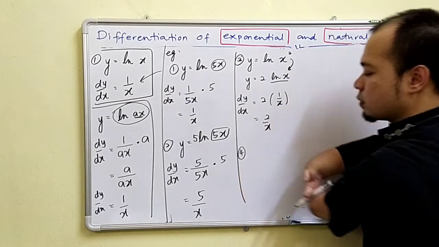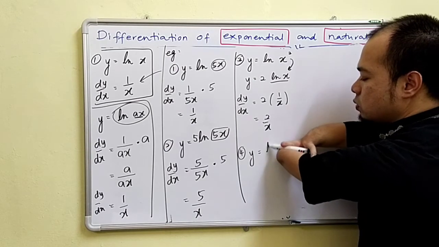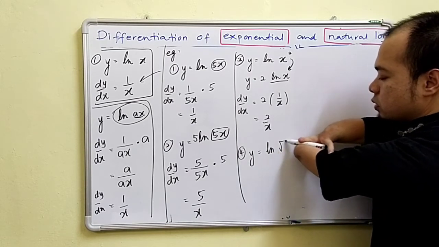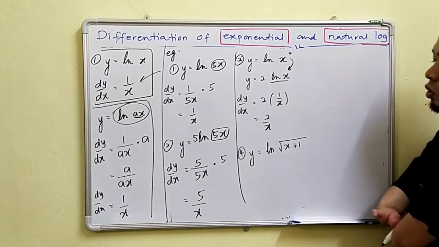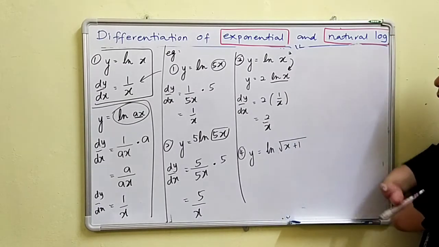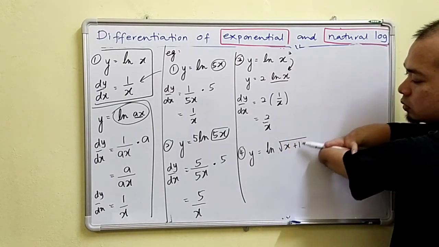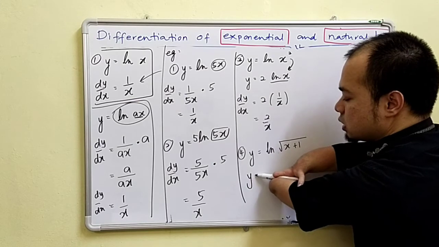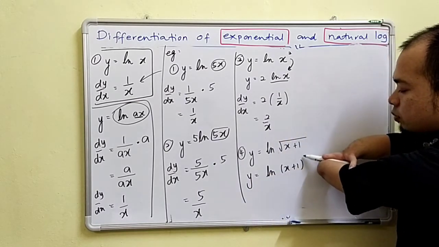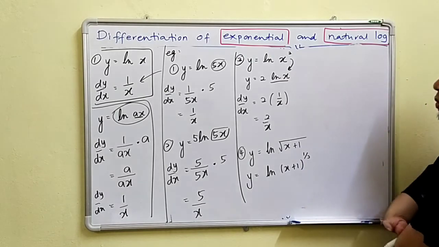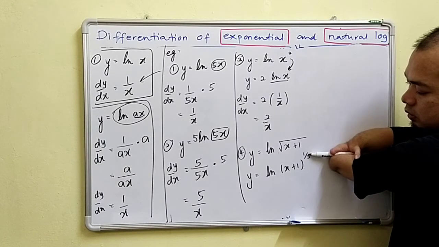Okay, another example. What if we have something like this? Differentiate y equal to ln square root of x plus 1. Based on this one, always remember when you have the square root, change into power half. x plus 1 power half. If you look over here, there is a power.